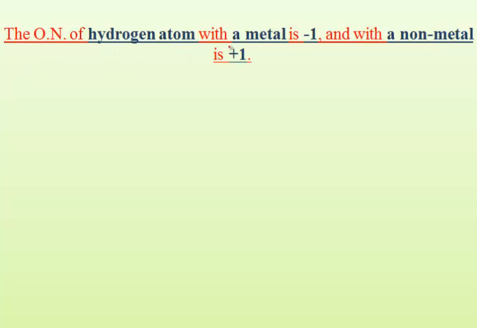The last rule states that the oxidation number of a hydrogen atom with a metal is -1. If a hydrogen atom is combined with a metal, it shows a -1 oxidation number. We can have sodium, a metal, combined with a hydrogen atom, and hydrogen shows a -1 oxidation number. We can have some more examples. In calcium hydride, hydrogen shows a -1 oxidation number, because calcium is a metal. In aluminum hydride, hydrogen shows a -1 oxidation number.